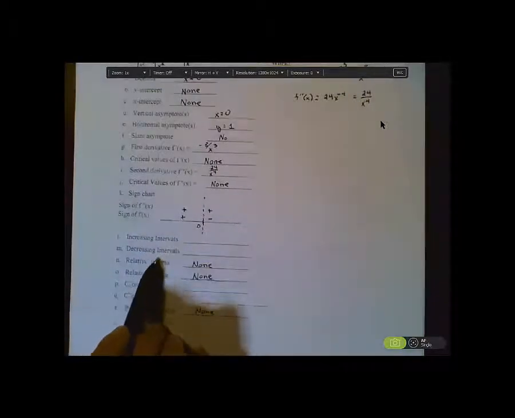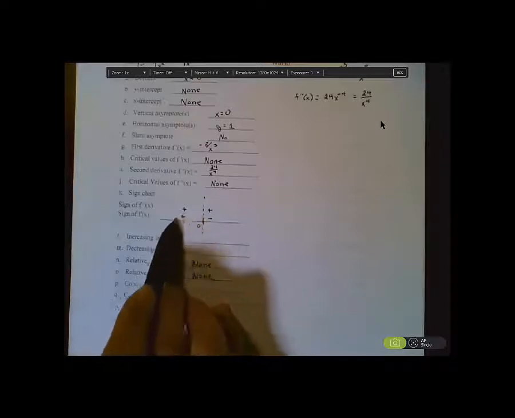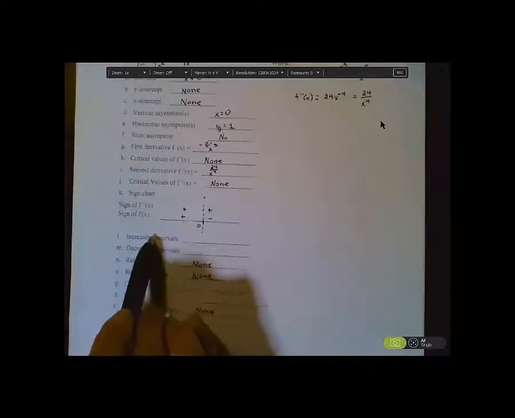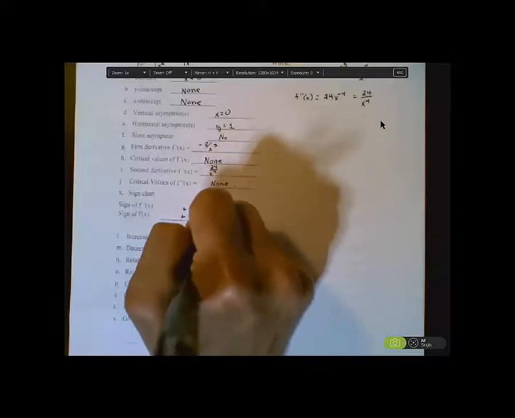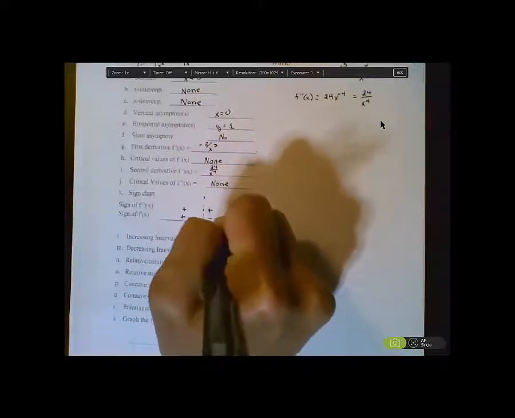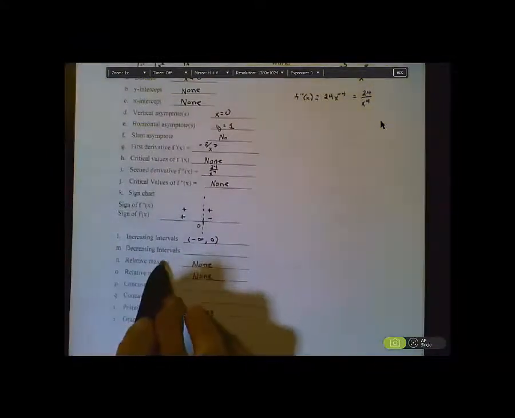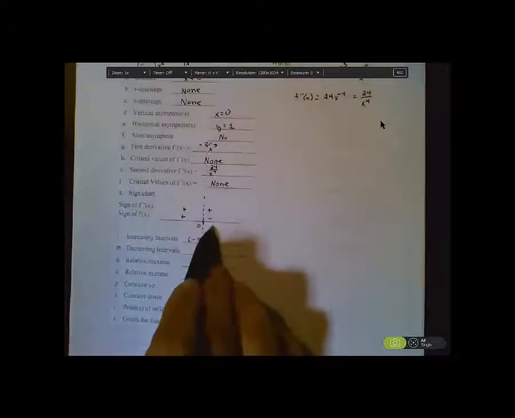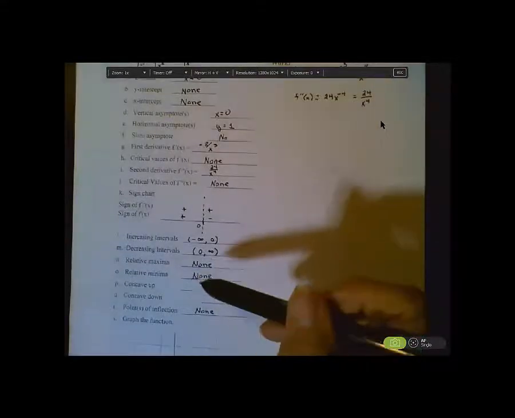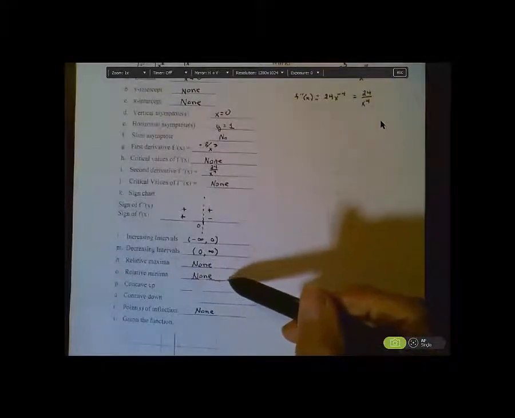So let's see what that tells us about where the function's increasing and where it's decreasing. It's increasing wherever the first derivative is positive. So it's increasing from negative infinity all the way up to 0, but not including 0. And it's decreasing where the first derivative is negative. So it starts decreasing at 0 and keeps decreasing forever to the right. We've already said there's no relative max, there's no relative min.